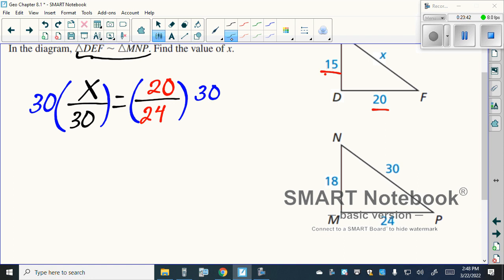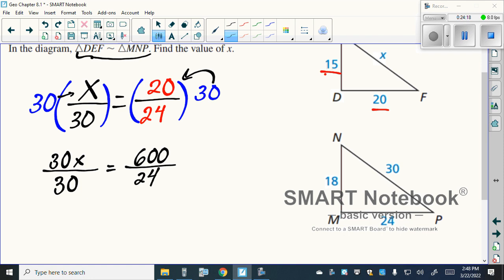I'm going to write this out for the first two just so we can see it. Because if I multiply x over 30 by 30, this 30 multiplies with the numerator. So they tell us that we have 30x divided by 30 is equal to 30 times 20. Well, we have two zeros, yes? 3 times 2 is? So 30 times 20 is 600. And this is going to be over 24.